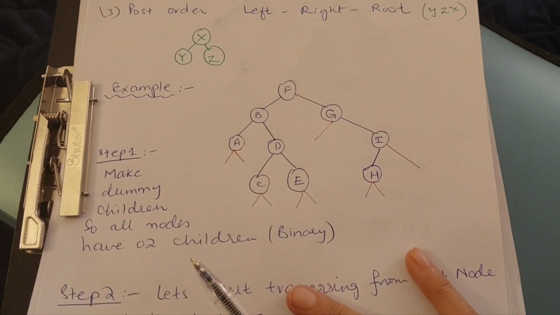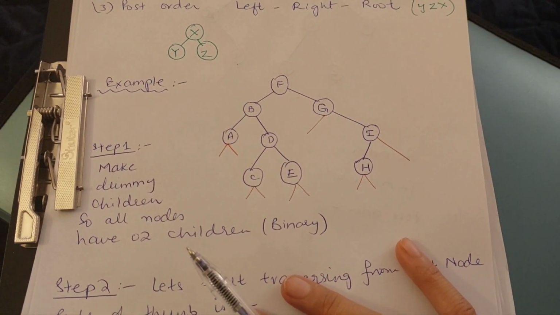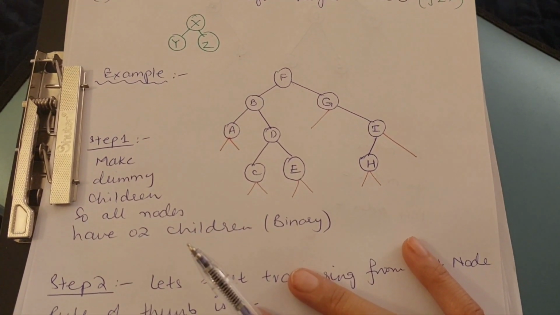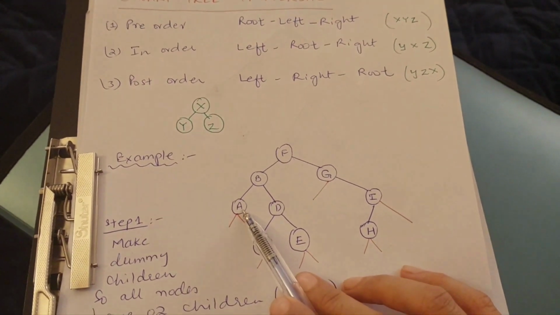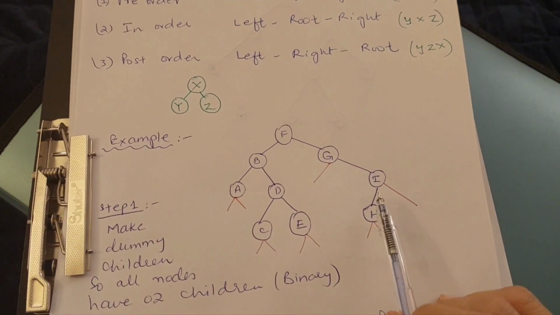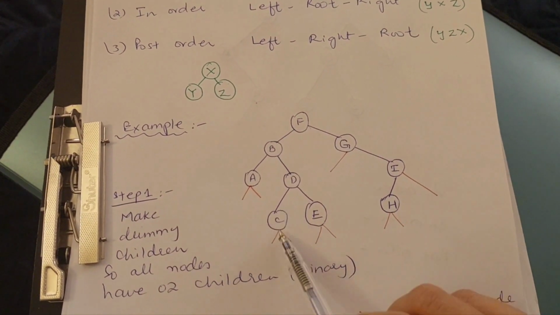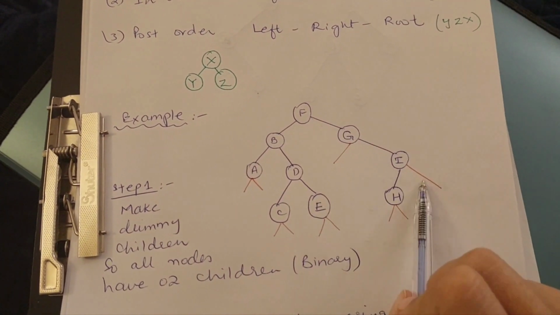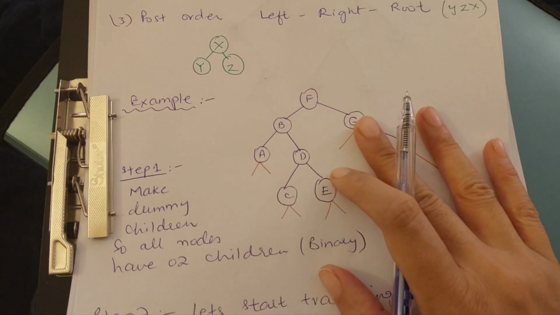The first step is to make dummy children so that all the nodes have two children. You know that in binary trees the maximum number of children any node can have is two. Right now in this given tree, A had no children, G had just one child, I had just one child, and H, E, and C had no children. With this red marker I have made dummy children for all these nodes, so that all nodes have two children. This is my first basic step.